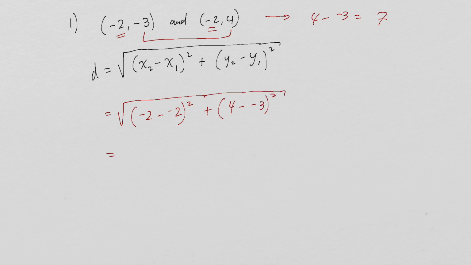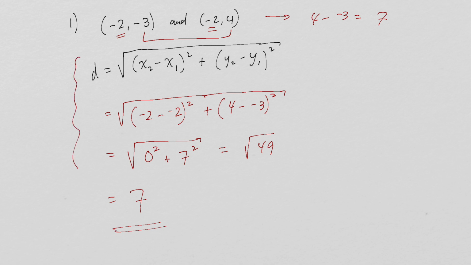So this is going to be equal to 0 squared plus 4 minus -3, which is 7 squared, which is the square root of 49, which is 7. And again, we really didn't need to do all this work here because the x values were the same. So I know it's just the distance between the y's. So one y minus the other y, and it's always a positive.